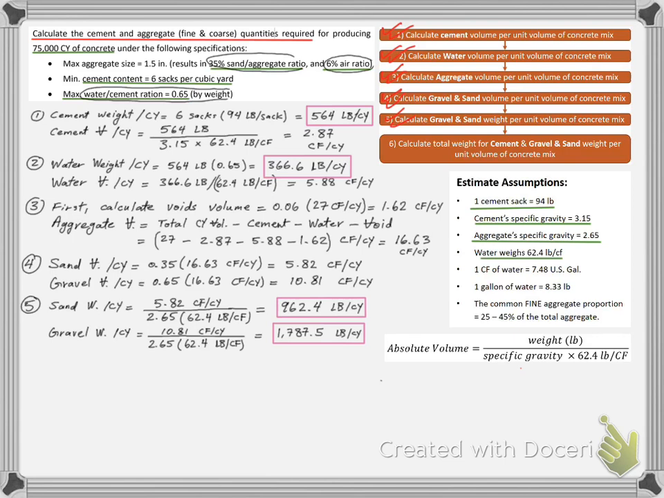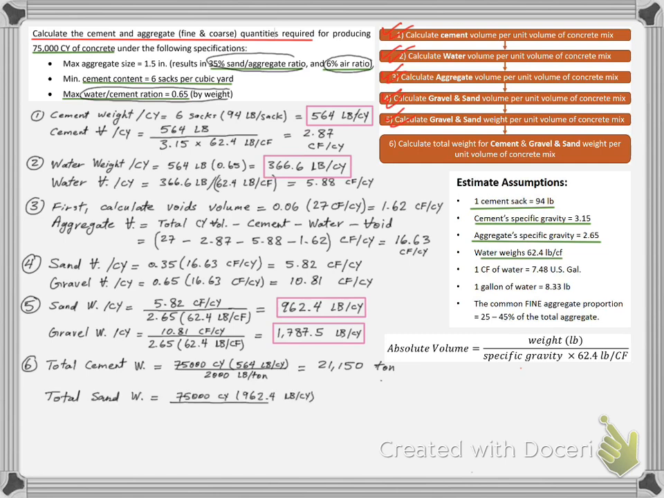So by this point we calculated the weight of every ingredient in only 1 cubic yard of concrete. The last step is to calculate their total weight for the whole concrete quantity of 75,000 cubic yards. We calculate the weight in ton as the quantity is large.